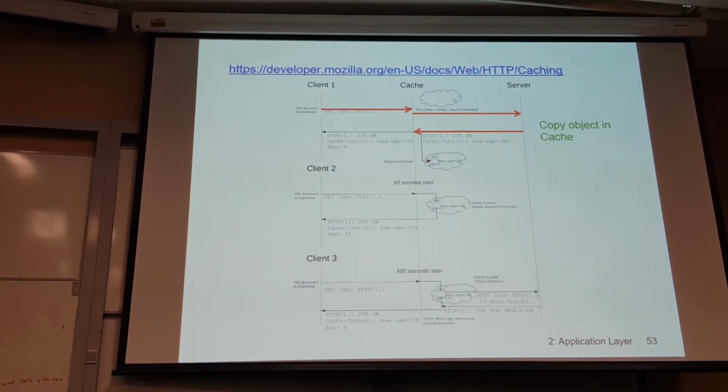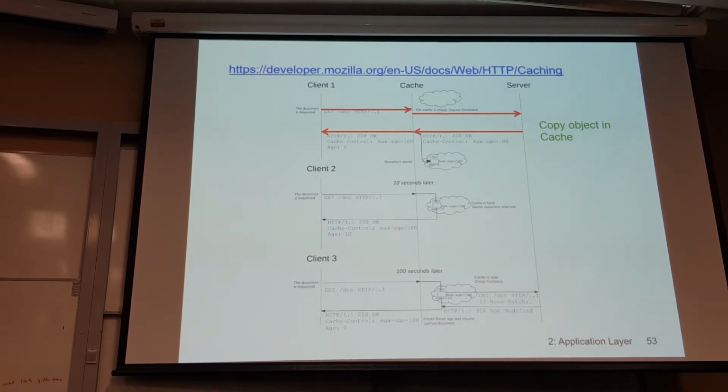Then, according to the server here, this object has a maximum age of 100 seconds. Maybe it's all about some news. So it's going to get stale after 100 seconds. Now, this client will eventually receive that object. So there's a specification that the object contained in this message has a maximum age of 100, and at the moment, its current age is 0.